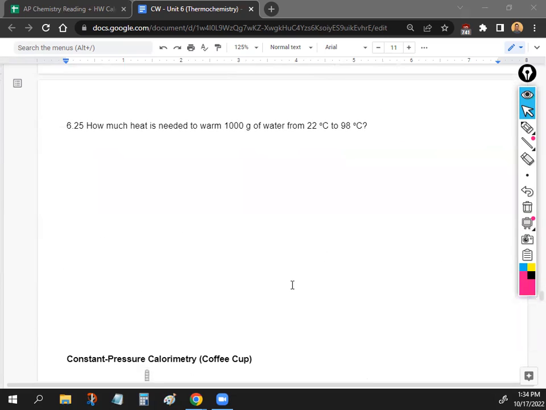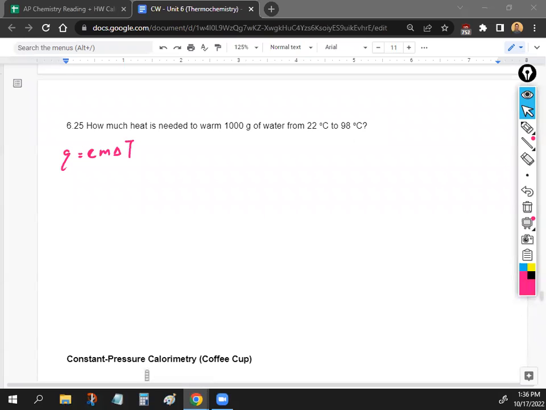Okay, so with that being said, let's use that equation we just rearranged. Q equals Cm delta T. I want you guys to calculate how much heat it takes to warm 1,000 grams of water from 22 degrees Celsius to 98 degrees Celsius. I'll give you about 2 minutes to do that. You're going to need the specific heat of water that we calculated in 6.24. And then after that, we'll move on.